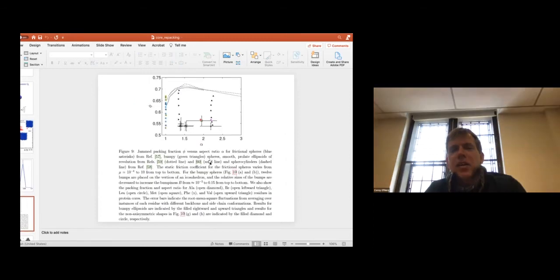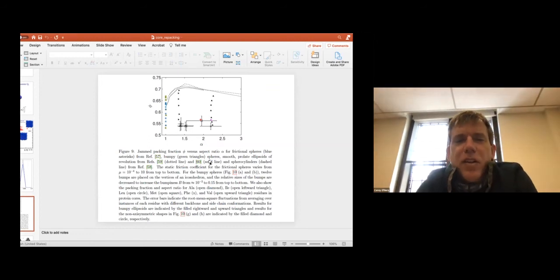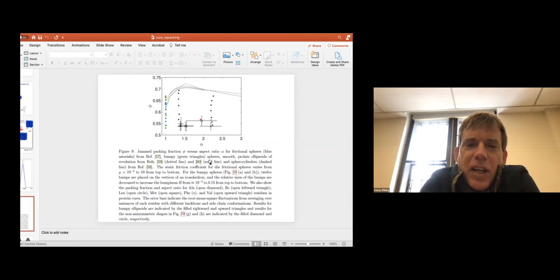So then the next thing you can consider is particle shape. And that's what this figure is describing. It's looking at what different packing fractions you get if you vary the particle shape.